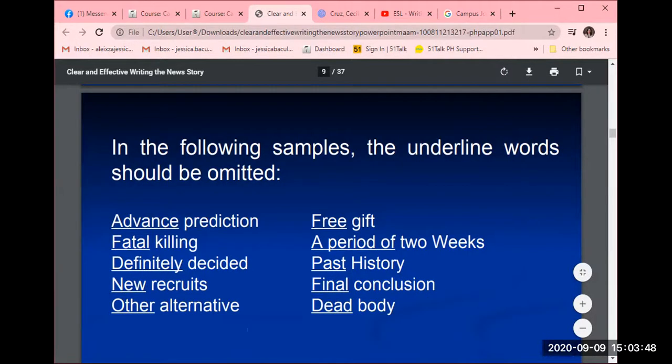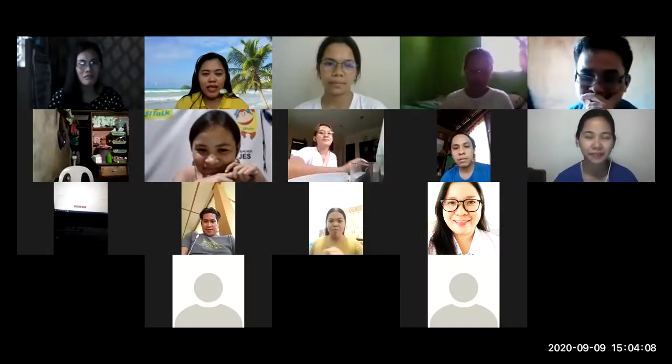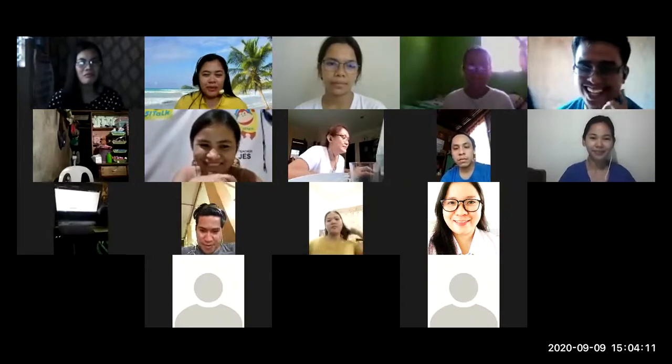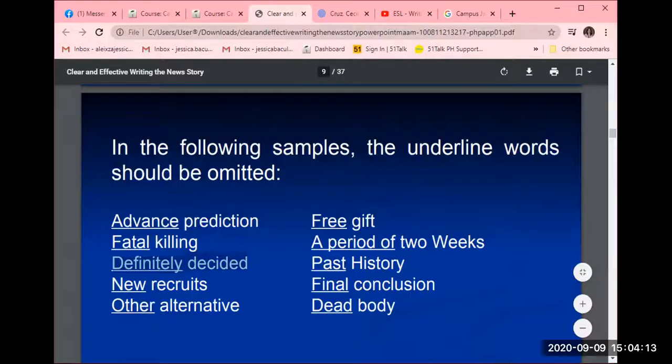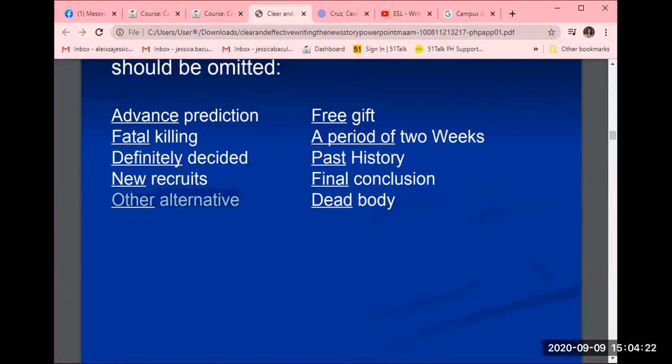Okay, in the following samples, the underlined words should be omitted. For example, "advanced prediction." Advanced is already part of prediction, double kill. Then "fatal killing," triple kill. Then "definitely decided," maniac! Then "other alternative." Other is already part of alternative. Savage! So you have to be sure. Be concise with your words.